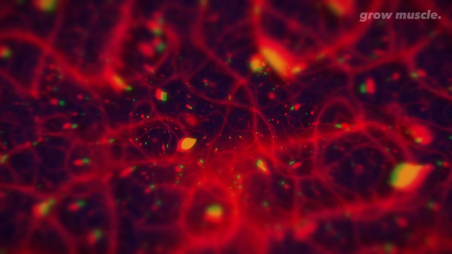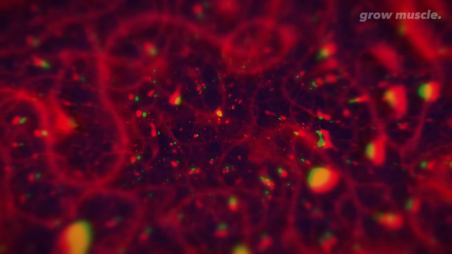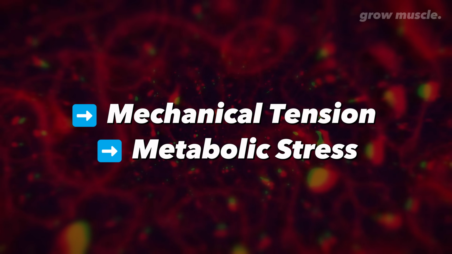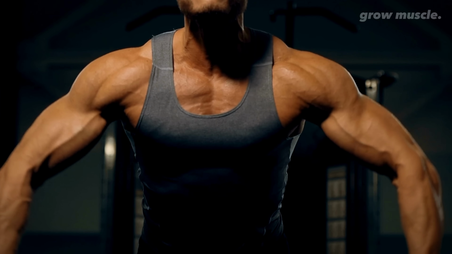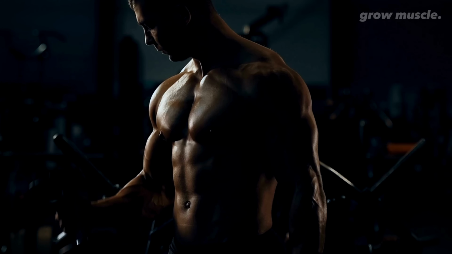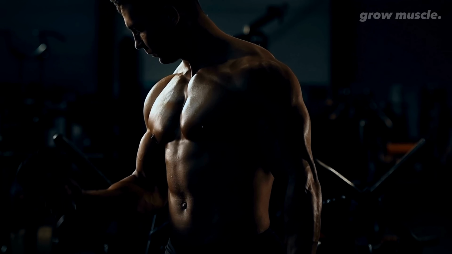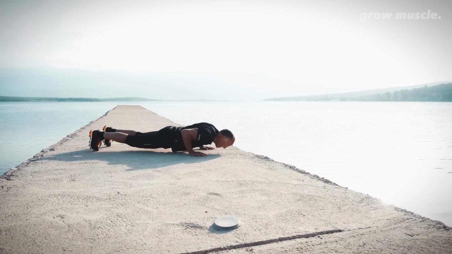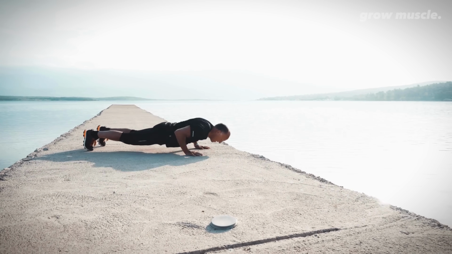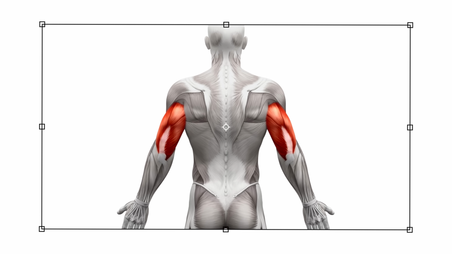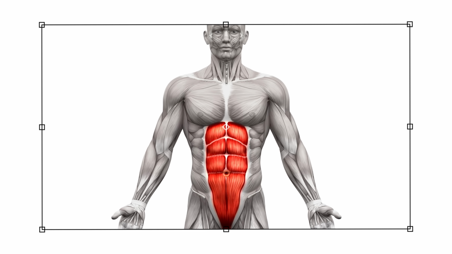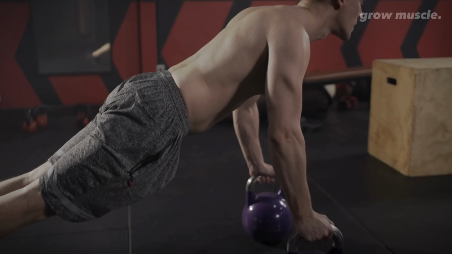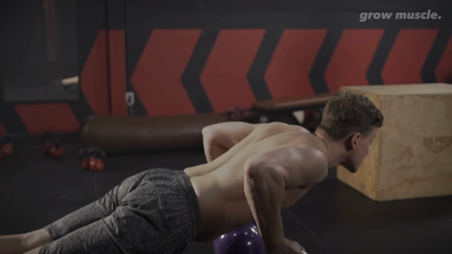hypertrophy. Muscle hypertrophy is the enlargement of muscle fibers, primarily driven by two types of stimuli: mechanical tension and metabolic stress. Mechanical tension occurs when muscles generate force against resistance, while metabolic stress results from the accumulation of metabolites like lactate during high-repetition exercises. Push-ups, a compound movement that engages multiple muscle groups including the pectorals, deltoids, triceps, and the core, are particularly effective at creating both mechanical tension and metabolic stress. This makes them an ideal exercise for inducing muscle hypertrophy.